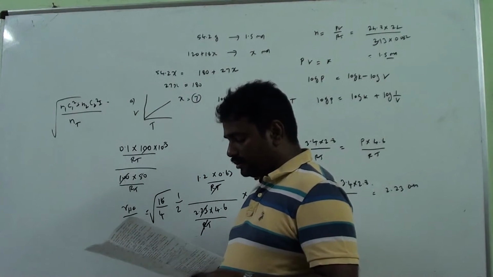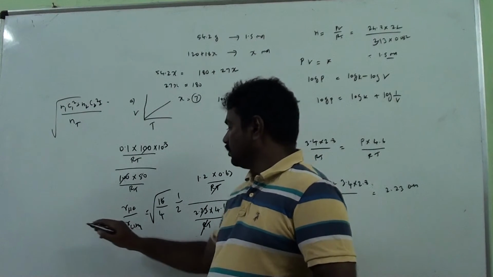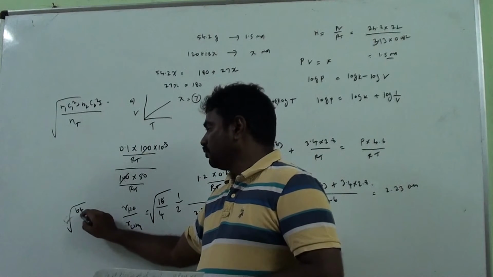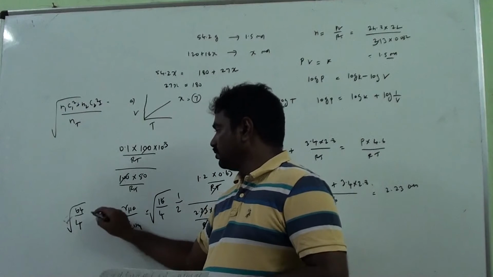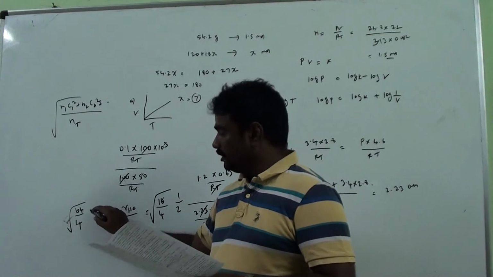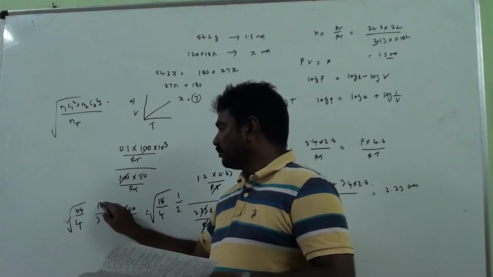Are you getting that? But at the same time, helium and SO2. Now, rate of helium by SO2 is root of 64 by 4, and pressure in the ratio 3:2. Helium and SO2, that means 1/3. 64 root 16, about 4/3.